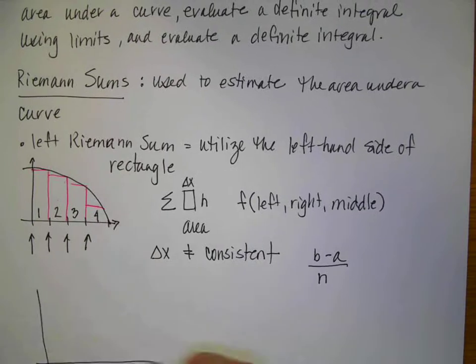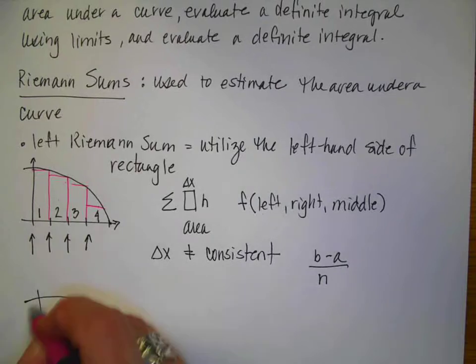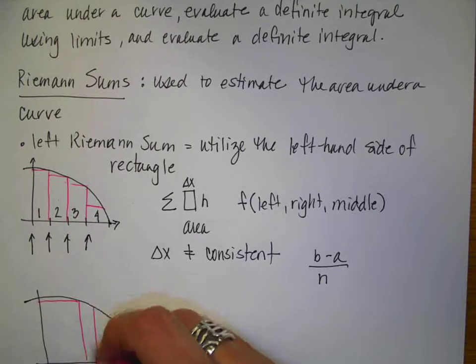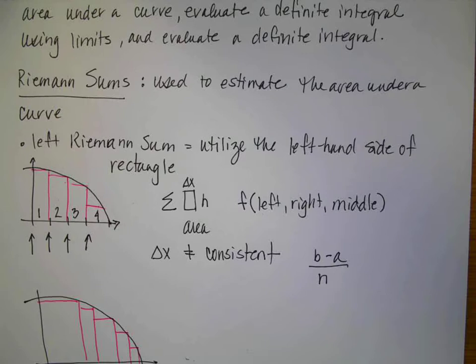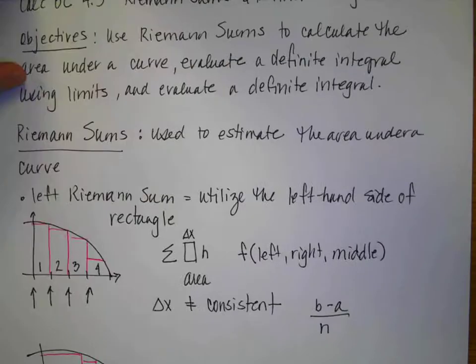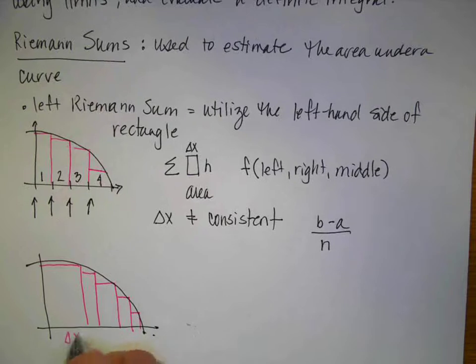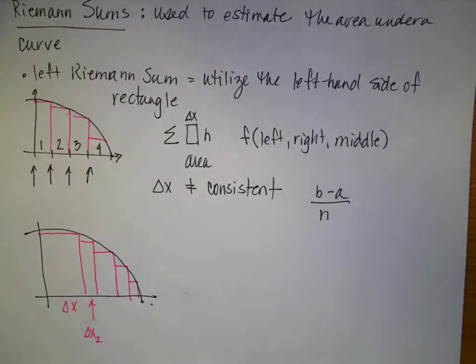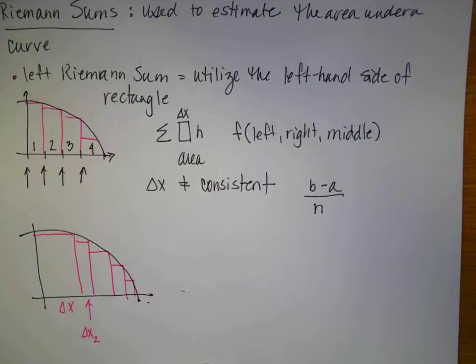But if they just give you a curve, so here's my curve, and maybe they have a fat rectangle, and then I have a skinny rectangle, and then maybe I have another one, and then another one, it is irrelevant if delta x is different. It doesn't matter if delta x is fat or if maybe delta x number 2 is skinny. You have to pay attention to the problem.